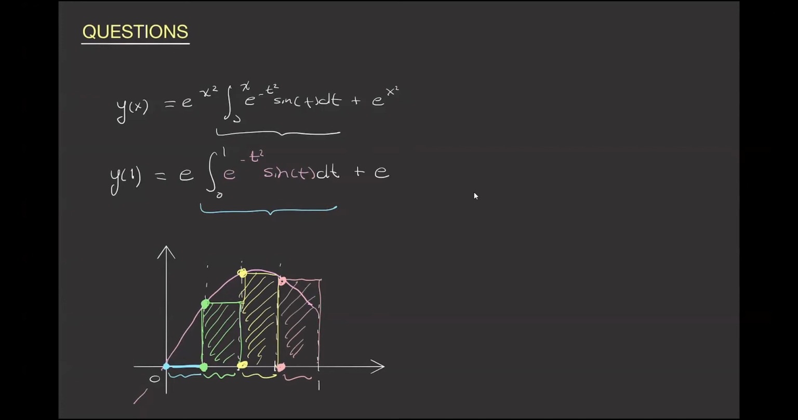And in order to find these heights, all you're doing is substituting in. This is the value 1/4, for instance. You substitute in 1/4 for, in this case, t. So you'd say this height is e to the negative 1/4 squared, sine of 1/4. And then computing each of those rectangles, take the sum, and that'll give you an approximation for this integral. And then you can take that approximation, multiply it by e, and add to e. So that's the idea there.